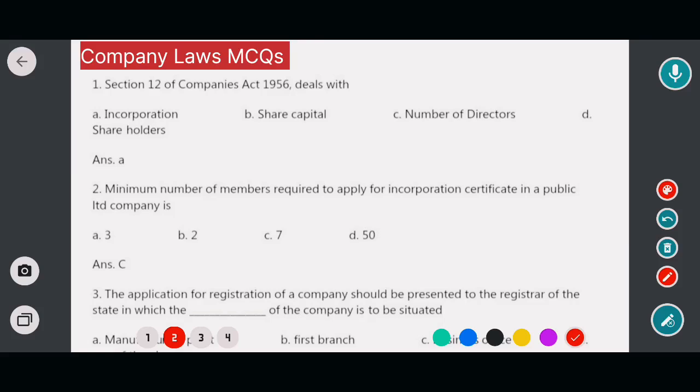Today we will solve a few most important MCQs on Companies Law. So those who are preparing for the All India Bar Examination this year, this video lecture will be very helpful for you all.